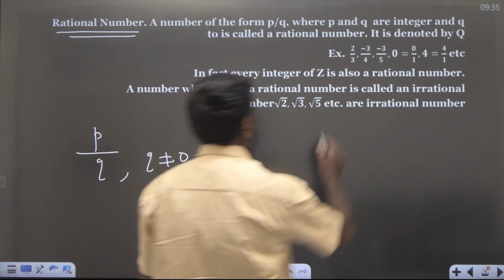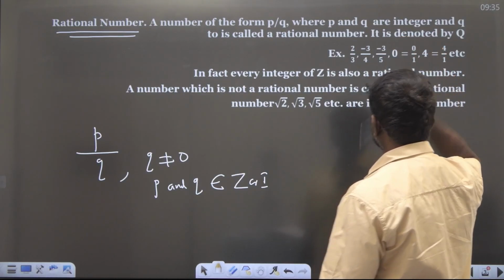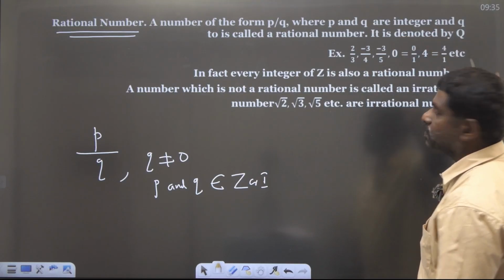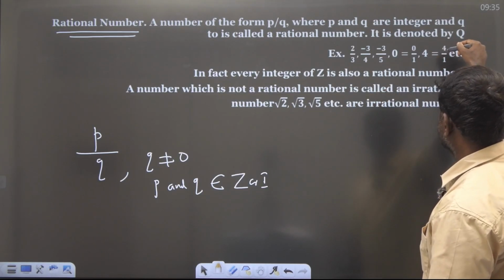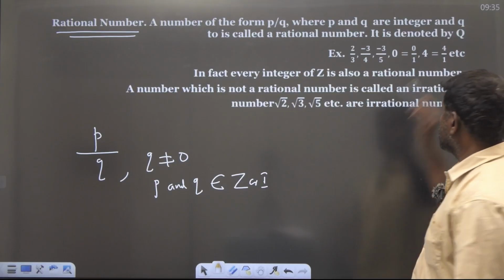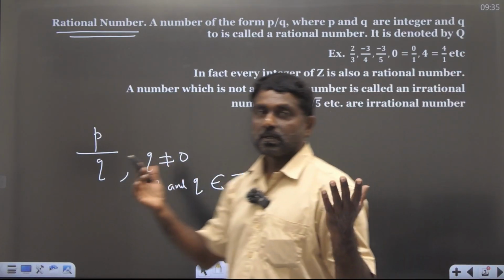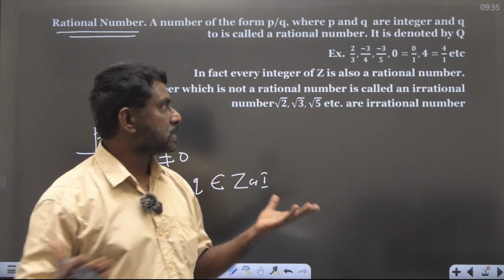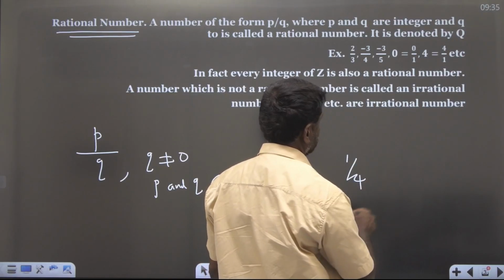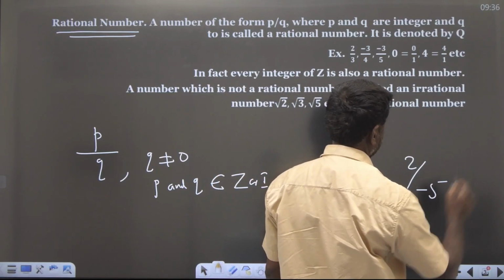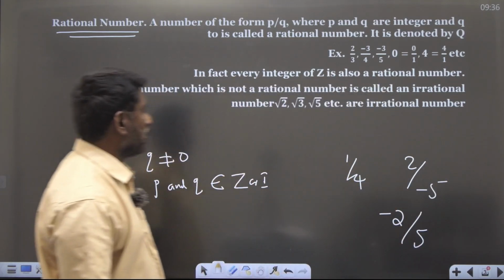For example, 2 by 3, minus 3 by 4, minus 3 by 5, 0. Why? 0 we can write as 0 by 1. So 0 is a rational number. What about 4? 4 we can represent as 4 by 1, where 1 is not equal to 0. So 4 is a rational number, etc. Another example: 1 by 4, or 2 by negative 5, or minus 2 by 5, both are the same. These are called rational.